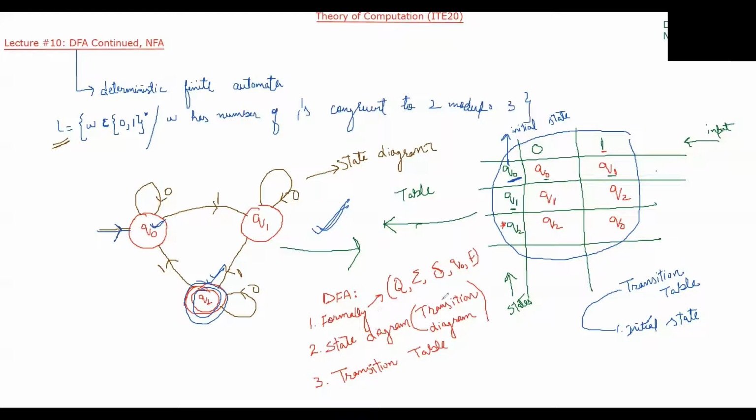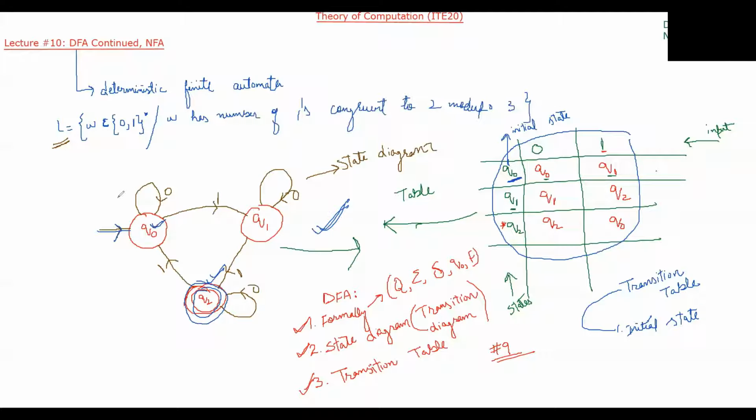So you can represent a DFA formally, using a state diagram, or using a transition table. You know that in our lecture number 9, we have given you some problems for which you have to define the DFA. So you can design a DFA formally, using a state diagram, or using a transition table. It is your choice which representation you want to use.